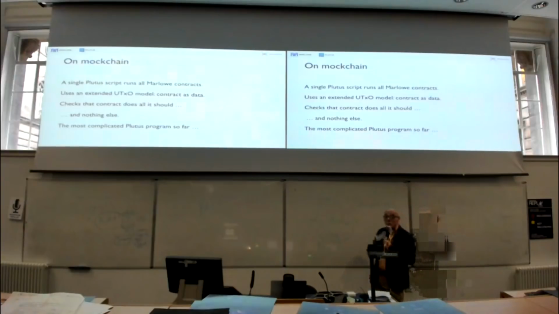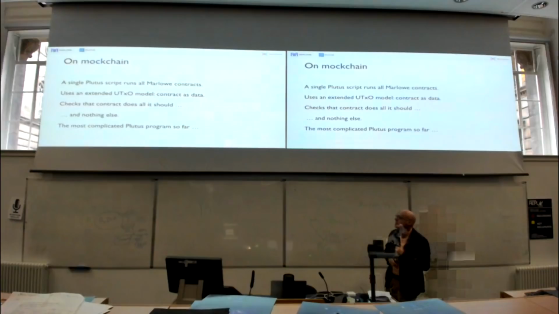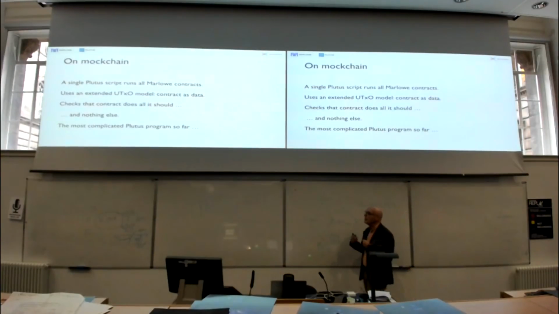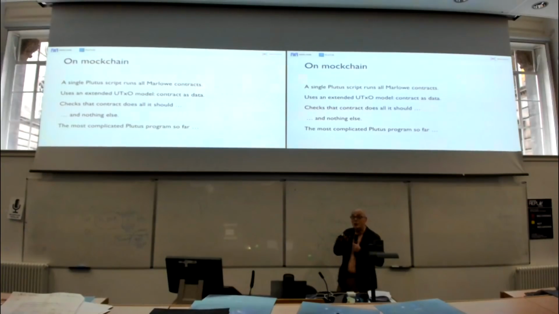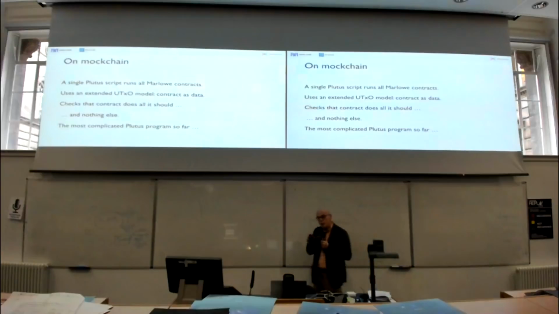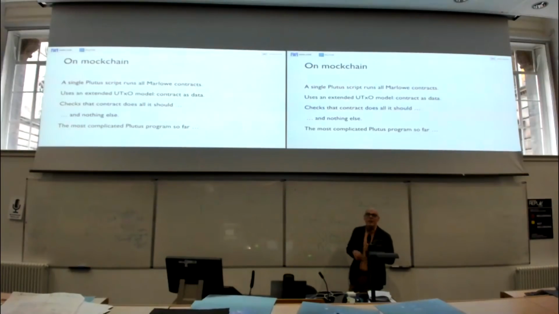So what we have on the mock chain, this simulation of the Cardano settlement layer, is we have a single Plutus script that will run every Marlowe contract. And that's running on UTXO. That's really stripped down, it's an extended UTXO. It's stronger than Bitcoin, but it's way simpler than Ethereum. You don't have all these processes and potential race conditions and everything else. It's a very simple functional model.